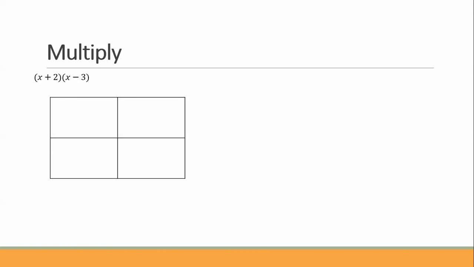Now we want to multiply x plus 1 times x minus 3. There's no symbol here, so it's multiplication. Now remember, when you're doing problems, look and see if there's an addition sign in between, then you just add. If there's no addition sign between the parentheses, then it's multiplication. So we're going to multiply x plus 2 times x minus 3.